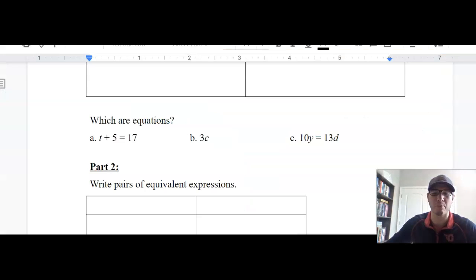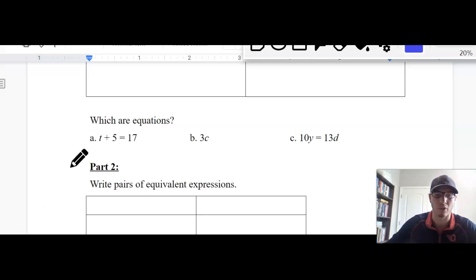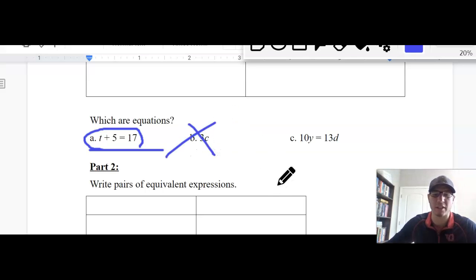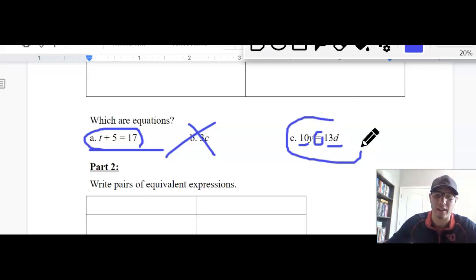For the last part of part 1, go ahead and identify which ones are equations. All right, A, t plus 5 equals 17. That is an equation. B, 3c. No, that is not an equation because it does not have an equal sign. And C, 10y equals 13d. 10y is an expression, 13d is an expression, separated by an equal sign, making this an equation.